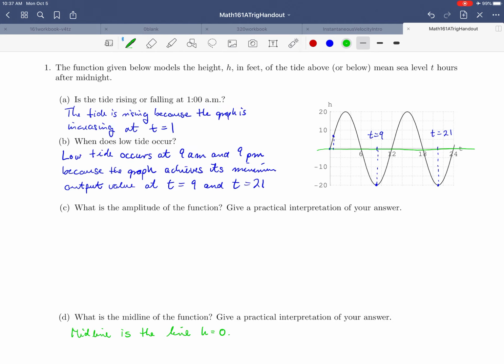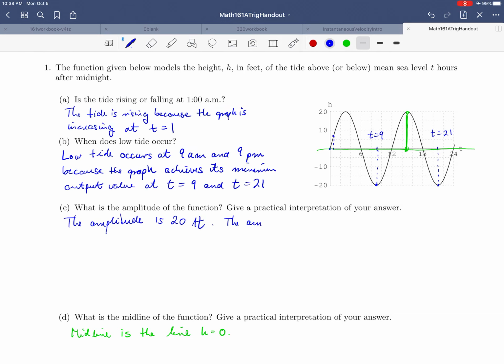Okay, back to the amplitude then. The amplitude is the distance between the highest point and the midline, so it's this distance right here, and we can read from the graph that that is 20 feet. So the amplitude is 20 feet. And in this problem, the amplitude represents the maximum amount that the tide deviates from the mean sea level. So it's the maximum amount that the water height will be above the mean level and below the mean level.